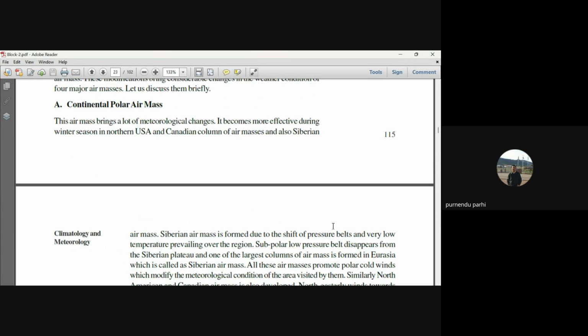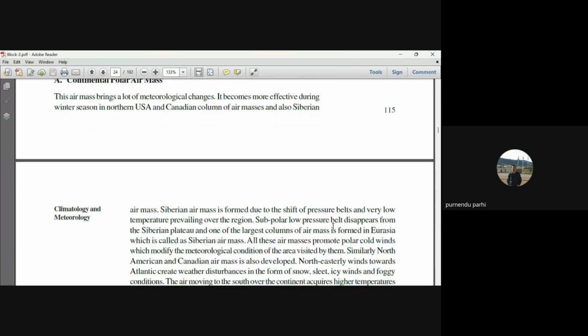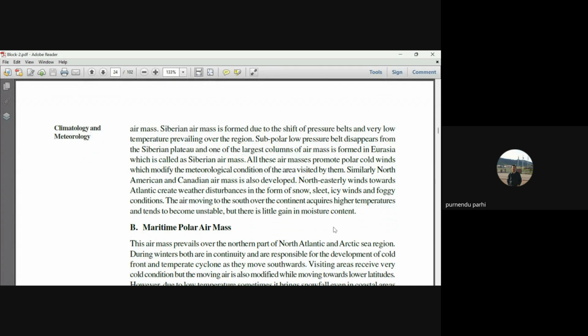Then continental polar air mass. This air mass brings a lot of meteorological changes. It becomes more effective during the winter season in northern USA and Canada, in the Canadian air mass and also the Siberian air mass. The Siberian air mass is formed due to the shift of the pressure belt and very low temperature prevailing over the region. The subpolar low pressure belt disappears from the Siberian plateau, and one of the largest air masses is formed in Eurasia, which is called the Siberian air mass.